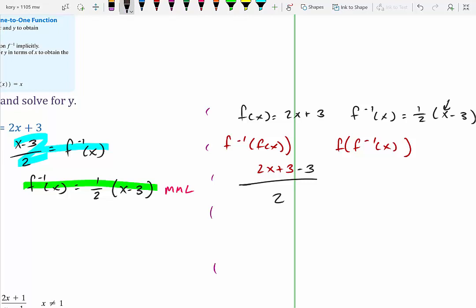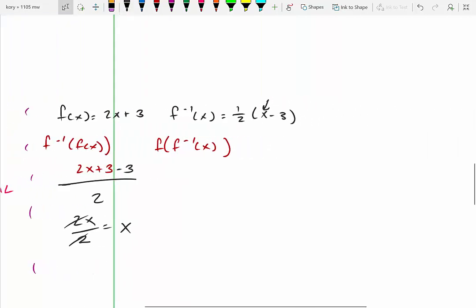So we simplify. The 3's cancel out. We have 2x over 2. The 2's cancel out, and we have x. That's our goal. Wait, can we back it up? Yeah, go ahead. Just go over again?